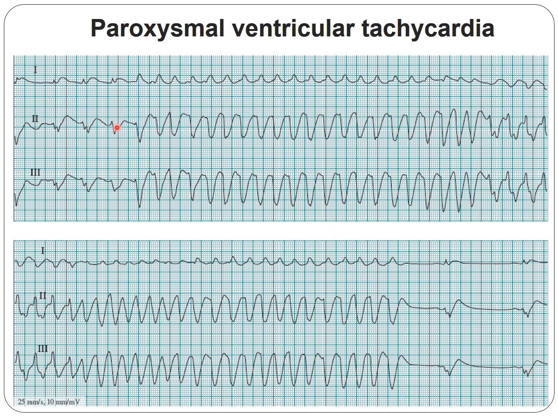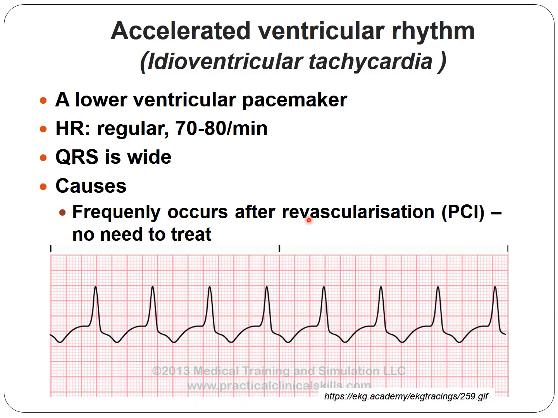As you see here, this is a paroxysmal tachycardia starting and then ending. Accelerated ventricular rhythm, or slow ventricular tachycardia, is again a lower ventricular pacemaker center firing a little bit faster than its own rate. Very commonly this kind of phenomenon occurs after revascularization or PCI intervention, and there is no need for treatment. When the heart recovers, usually this ventricular pacemaker activity disappears and the sinus activity comes back.